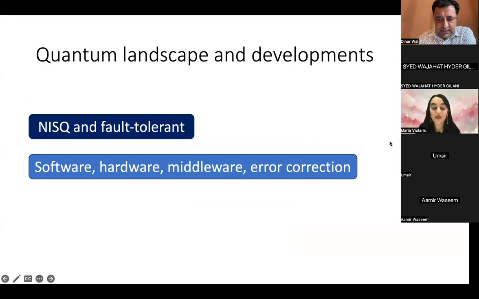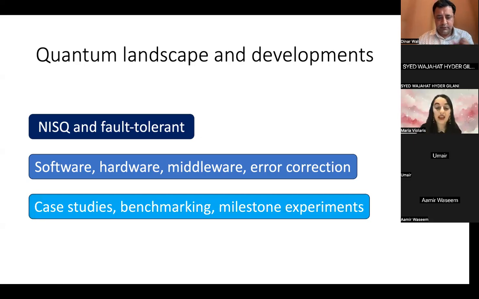Another aspect of the quantum landscape is you've got people working across the quantum computing stack. You've got people working on software, hardware, the control systems in between, and this error correction theory and coding it and everything. And then you've got people working more on the applications side, trying to do case studies with the people who would use these computers, trying to do benchmarking to see how we can quantify how good a computer is, and these milestone experiments like showing that quantum is faster than classical at a particular problem, or showing certain aspects of quantum error correction. So these are the kinds of things that you might hear announcements about in the media, for example.